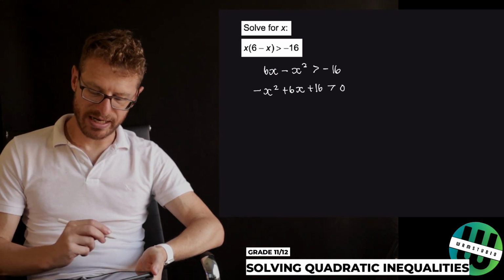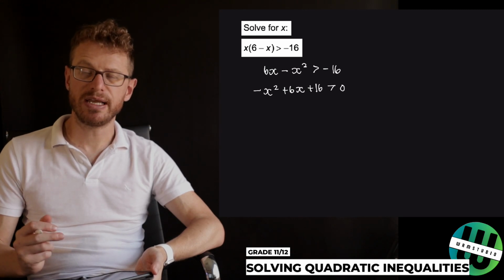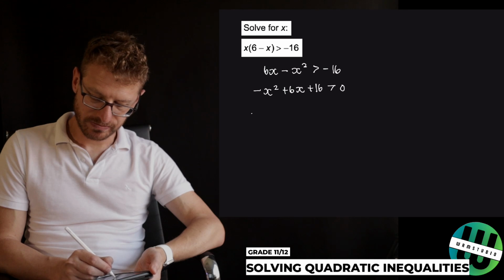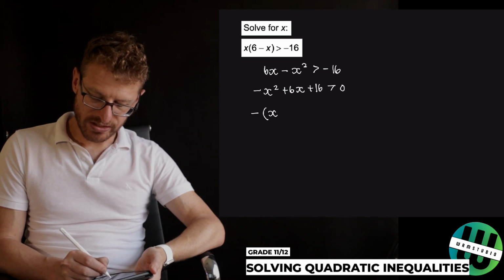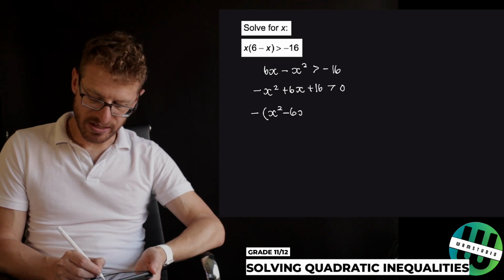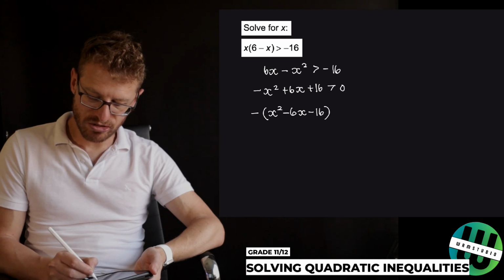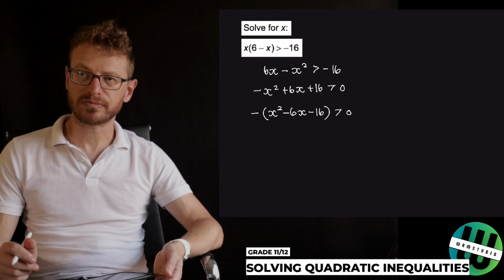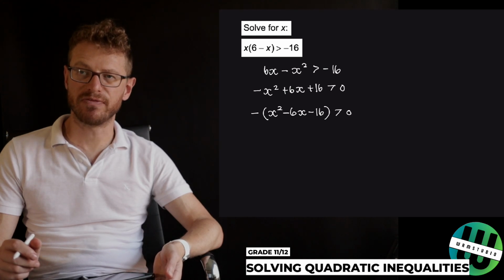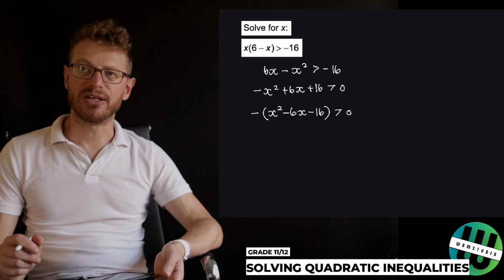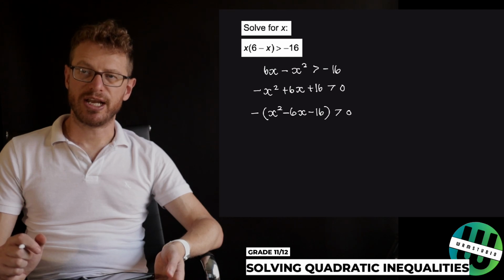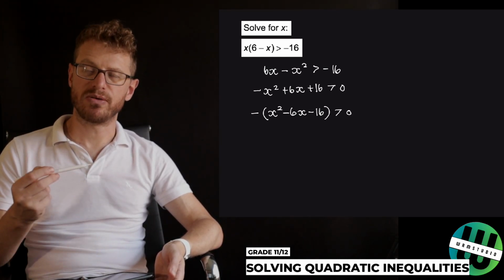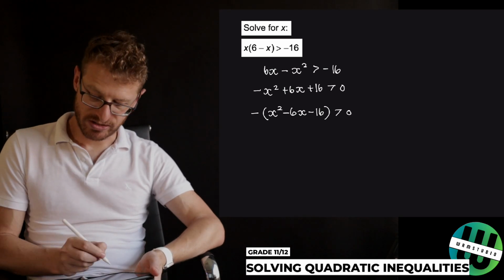Now I've got a negative in front of my x squared, so I'm going to factor that out. When I factor that out, my signs inside are going to change. Now, I've got two options. I can leave this as a greater than sign, or I can multiply that negative out on both sides. If I do that, then my sign is going to change. But let's first leave it like this, and then we do the same one where we actually multiply that out.